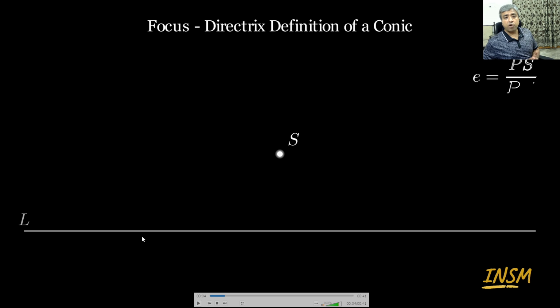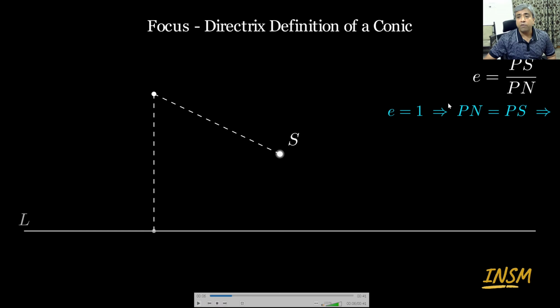Okay, so we draw a fixed line and a fixed point, and P is a variable point whose distance from S upon its distance from this line is defined as e, which is called the eccentricity of the conic.